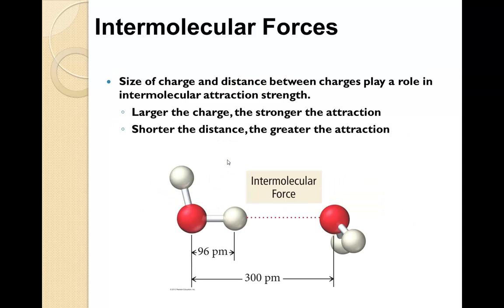The size of the charge and the distance between the charges play a role in the intermolecular attractive strength. The larger the charge, the stronger the attraction. Also, the shorter the distance, the greater the attraction. So as these become closer together, they're going to be more attractive.